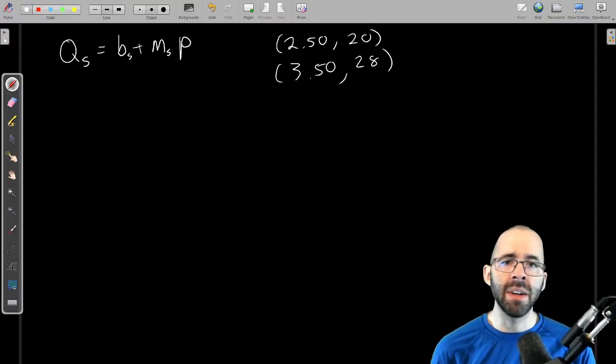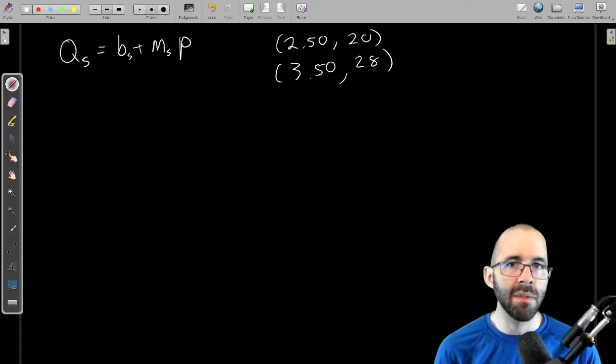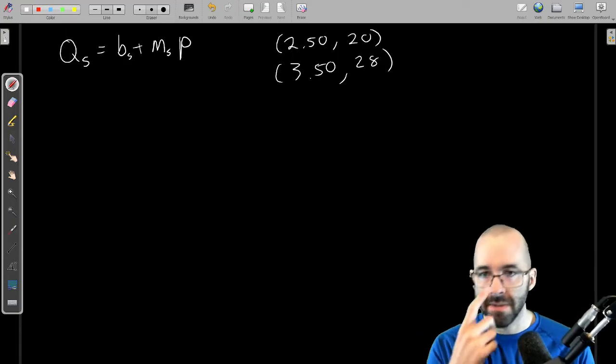This is a really good point. It's essentially doing the exact same thing that we did for the demand, but for the supply. Pause the video, do this part on your own using the demand function as a model.